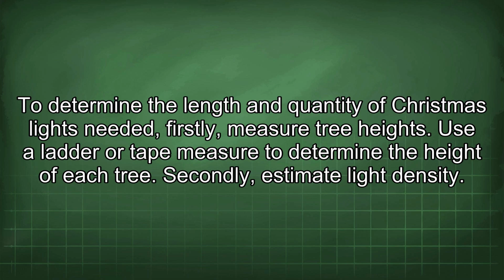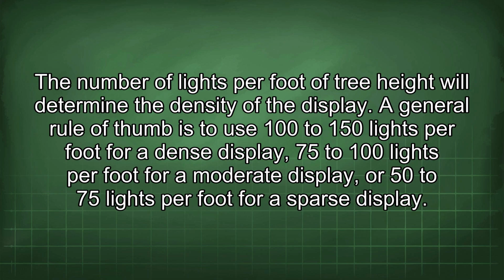Secondly, estimate light density. The number of lights per foot of tree height will determine the density of the display. A general rule of thumb is to use 100 to 150 lights per foot for a dense display, 75 to 100 lights per foot for a moderate display, or 50 to 75 lights per foot for a sparse display.